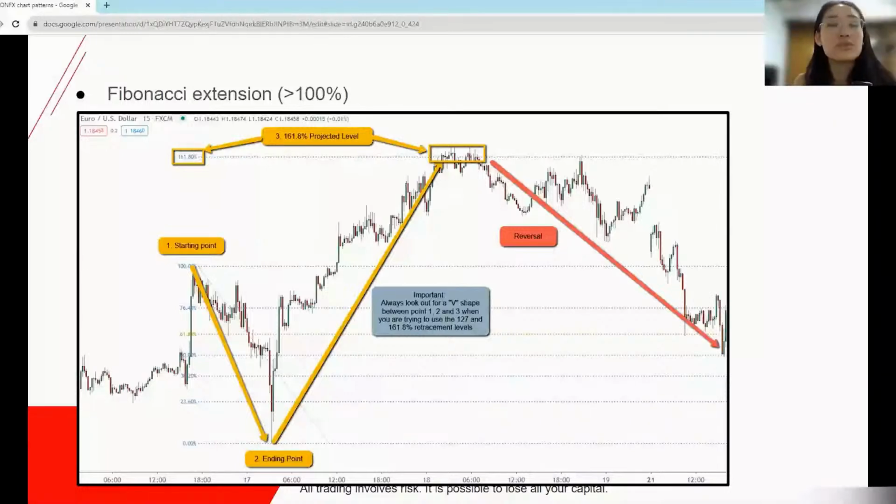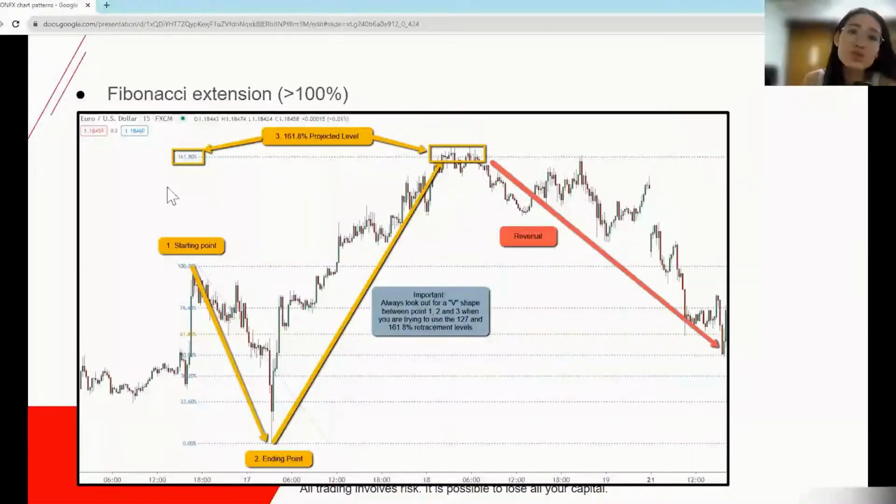Okay, so next we're talking about Fibonacci extensions. As I mentioned earlier, for Fibonacci extensions, we're looking for Nike ticks. So our starting and ending point is the head of the tick. And then once price moves, we're looking at this V shape. So we're looking for a V shape, and the tail of the tick should exceed 100% of the head. Basically, it should be longer than the head. That's what makes a tick, right? So the projected level is either the 127 or 161.8.